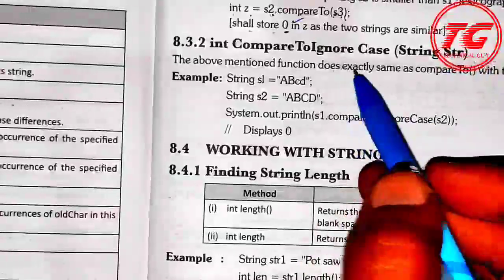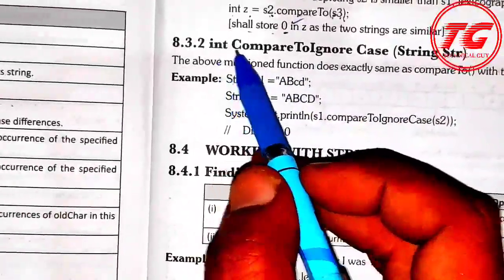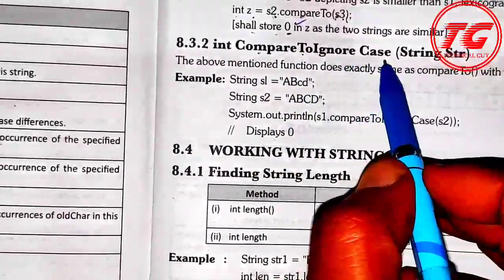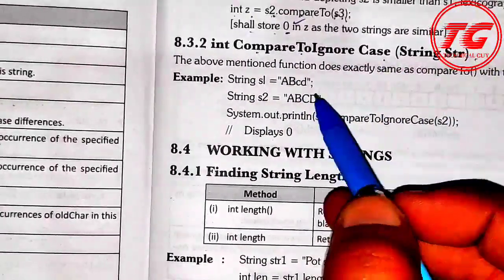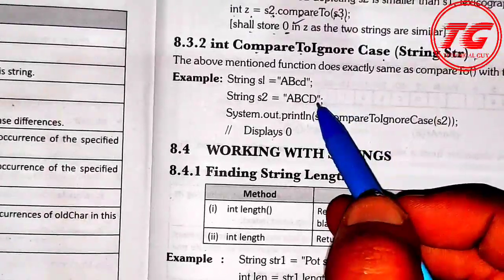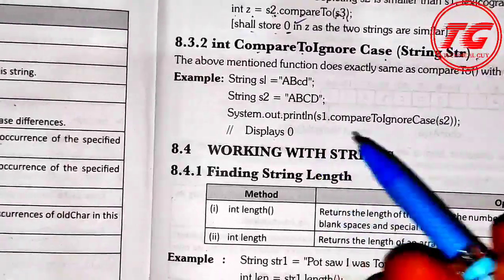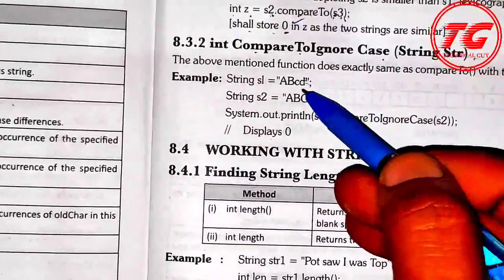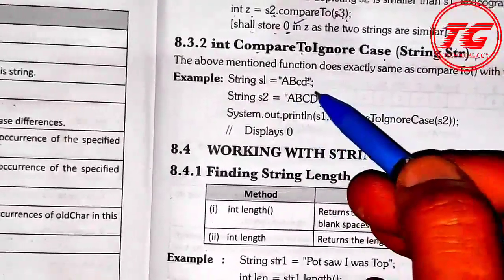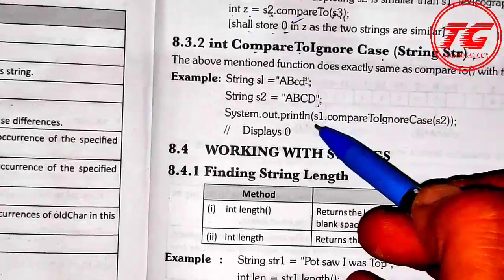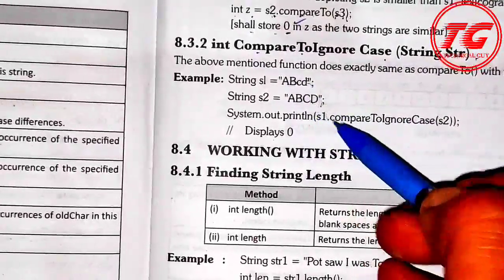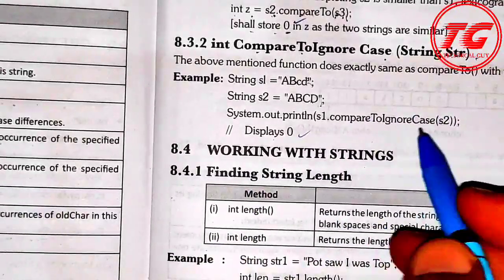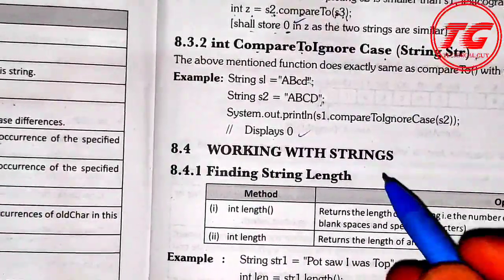Next we have the compareToIgnoreCase method. This method is used to compare two strings, but it will ignore the case. Although the case of these two strings is not equal, the strings are equal. Lengthwise they are equal and content wise they are equal, although their case is not same. So it will display 0 if you are using the ignore case method with the string.